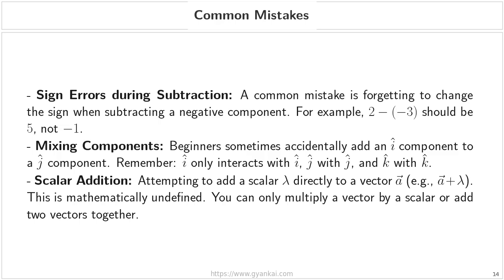Finally, a very important rule to remember is that you cannot perform scalar addition. You might see a scalar lambda and a vector A and feel tempted to try and add them together, like A plus lambda. However, this operation is mathematically undefined. In our previous slides, we saw that you can multiply a vector by a scalar, or you can add two vectors together, but you can never add a simple number directly to a vector. Keep these 3 points in mind, and you'll be well on your way to mastering vector algebra.